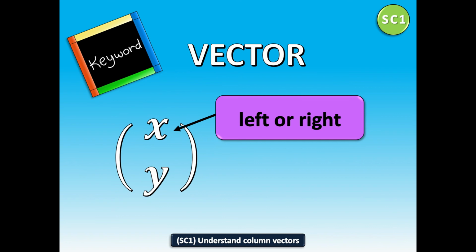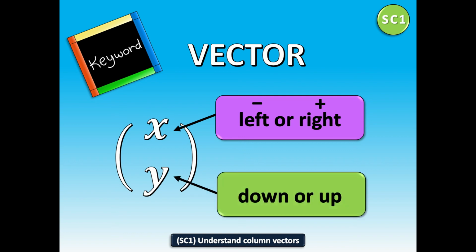So the number on the top tells you whether to move left or right. If it's negative, we move left. If it's a positive number, we move to the right. The number on the bottom tells you to move up or down. If it's a negative number, we move down, and if it's a positive number, we move up.